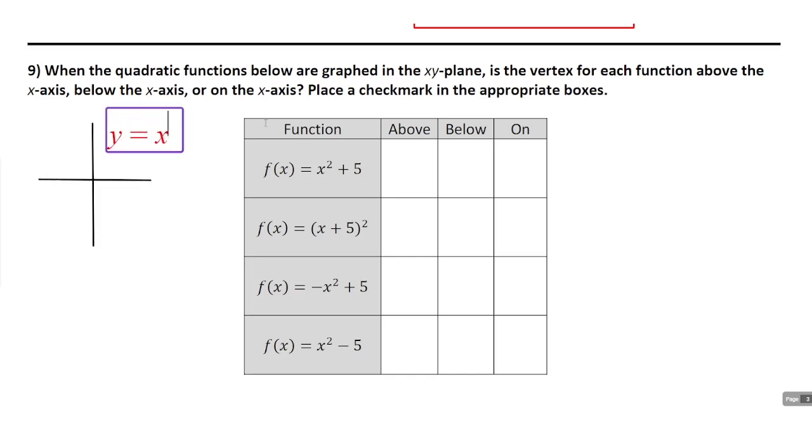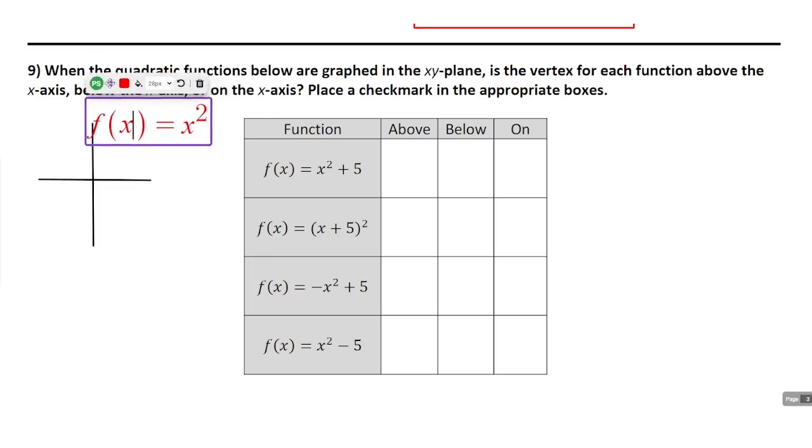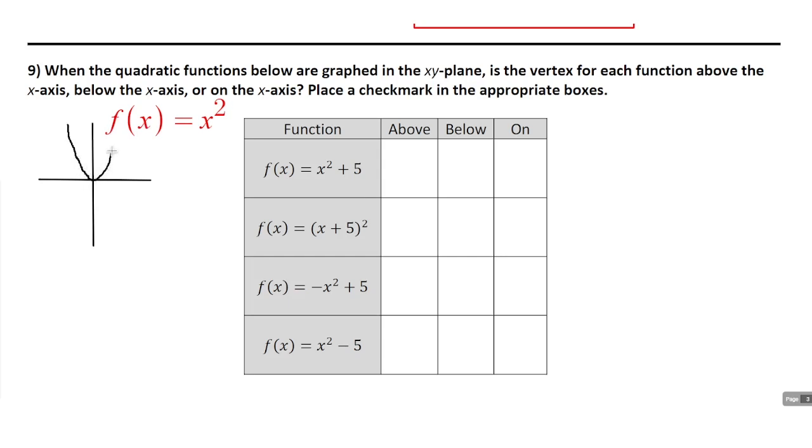Y equals x squared, or we'll just say f of x equals x squared, forms a parabola. The output for each input is that you square that number. So like 0 squared is 0, 1 squared is 1, 2 squared is 4. We get this nice little parabola. Looks something like this.